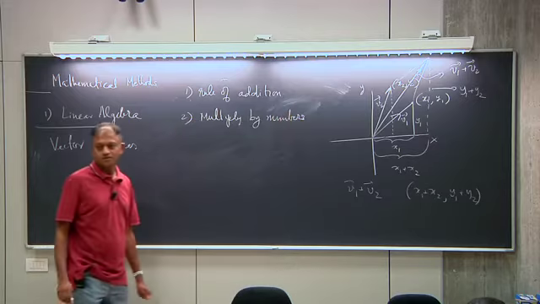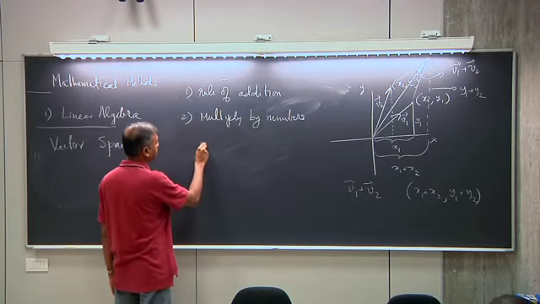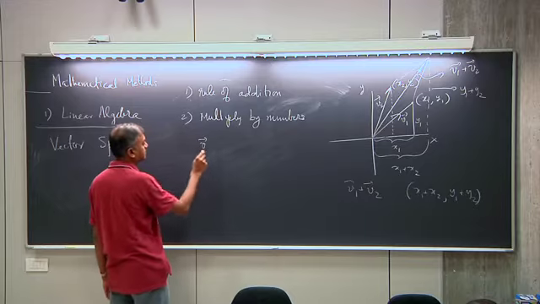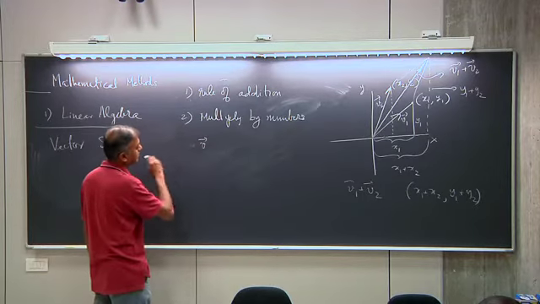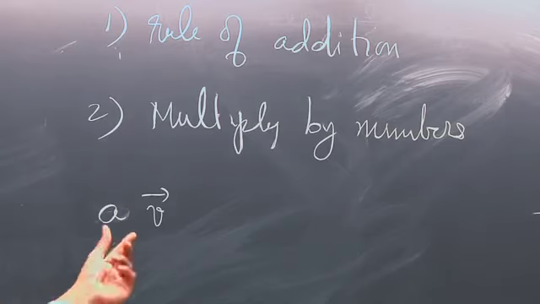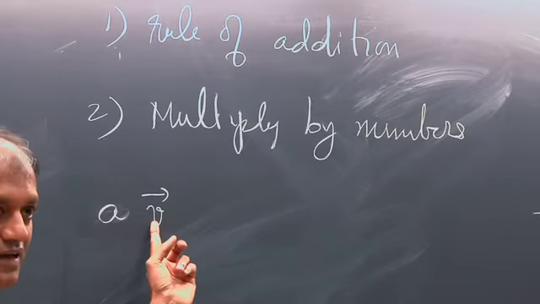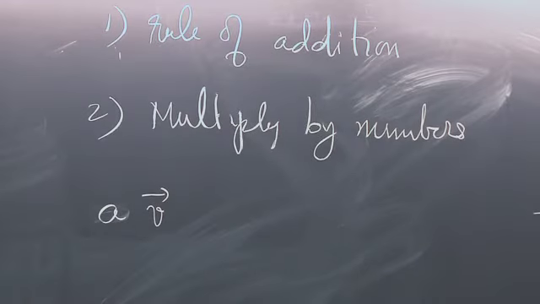These are the two important notions. When you multiply a vector v by a number a, so a times v, it will have the same direction as v. The direction will be the same, except that its length will become a times the original length. Okay, that's what we are familiar with. So these are the two important points.